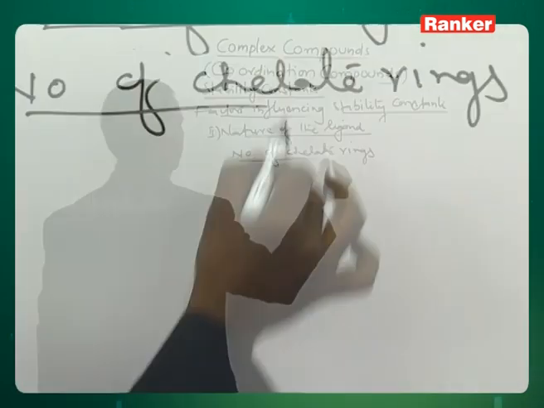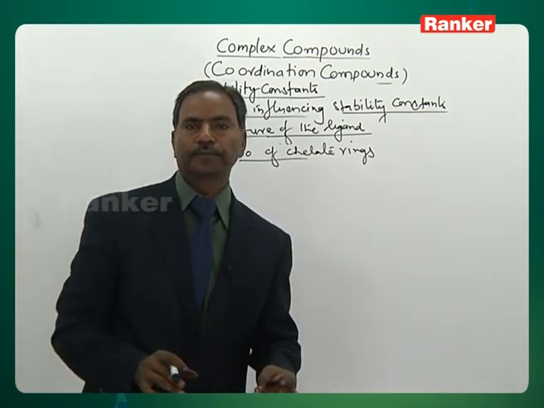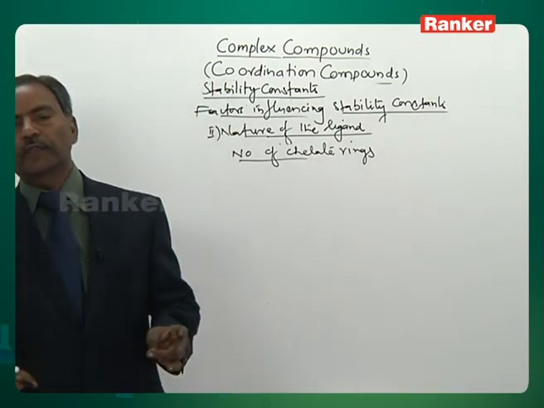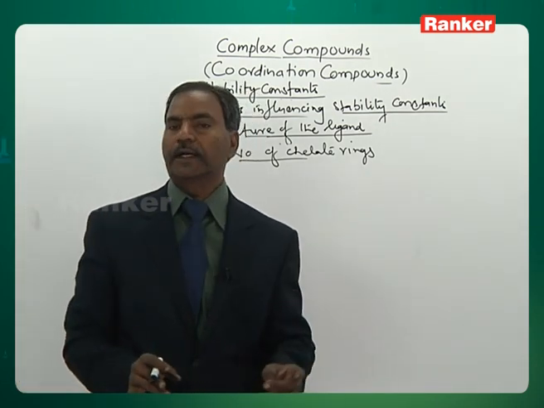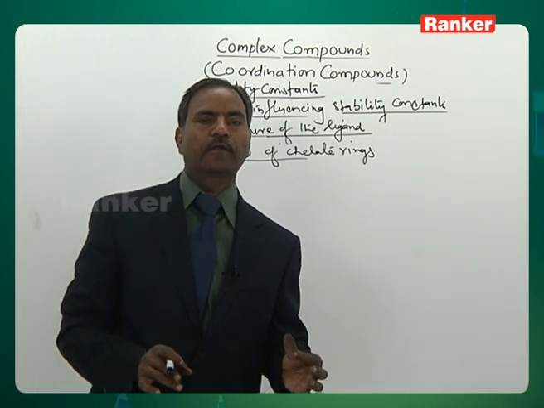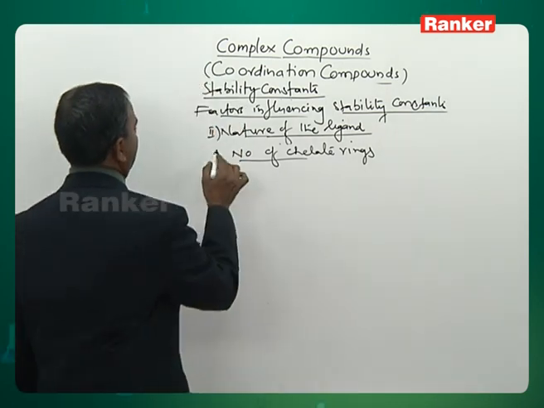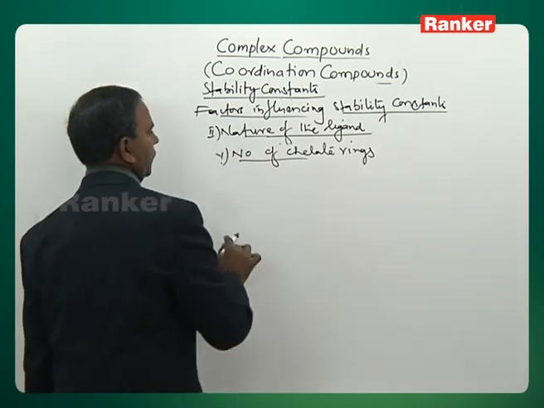Number of chelate rings. One is the nature of the ligand, its size and charge. Next, the field strength, biaxic nature, chelate effect, ring size, and number of chelate rings. Let us take this as the fifth effect: number of chelate rings.